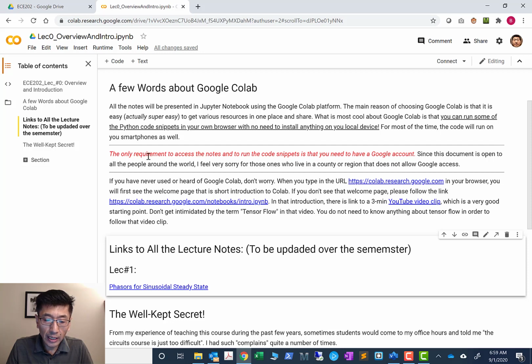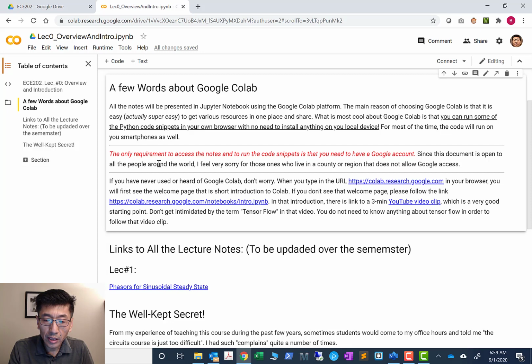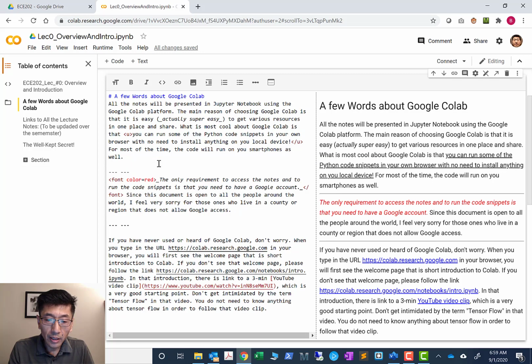There are two different types of cells in the Google Colab. In the first lecture, I'm pretty much using only one type of cells. This is called the text cells. It's essentially the markdown language. If I double click, this is what the markdown language is. So you have a hashtag that will give you the headings. If you have a double hashtag, it's like the second level of headings, things like that.